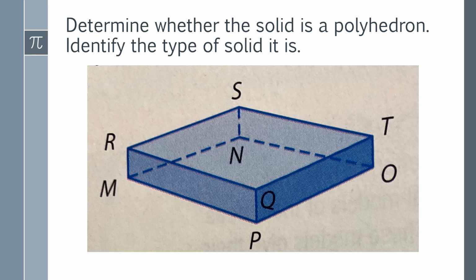All right. So determine whether the solid is a polyhedron and identify the type of solid this is. So in looking at this, I have 4 rectangular faces on the sides over what appear to be 2 square bases. So is this a polyhedron? Yes, this is a polyhedron. And we would say the type of solid that this is would be a rectangular prism.